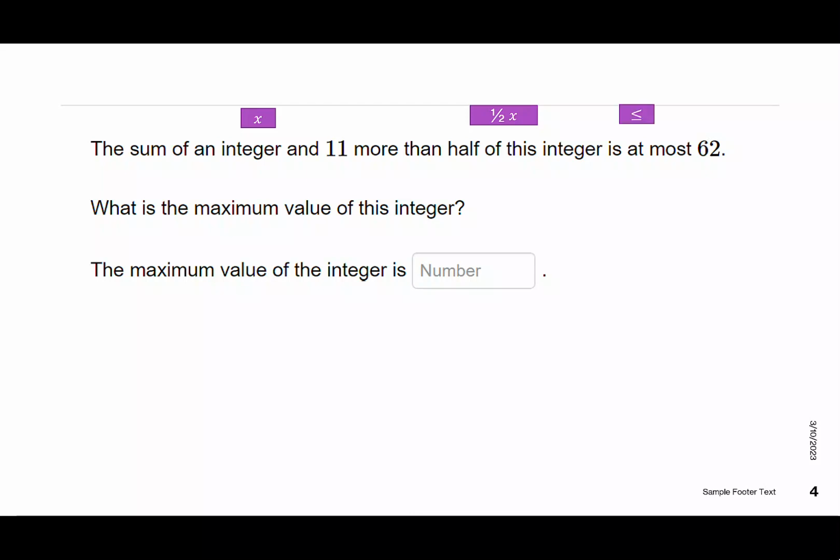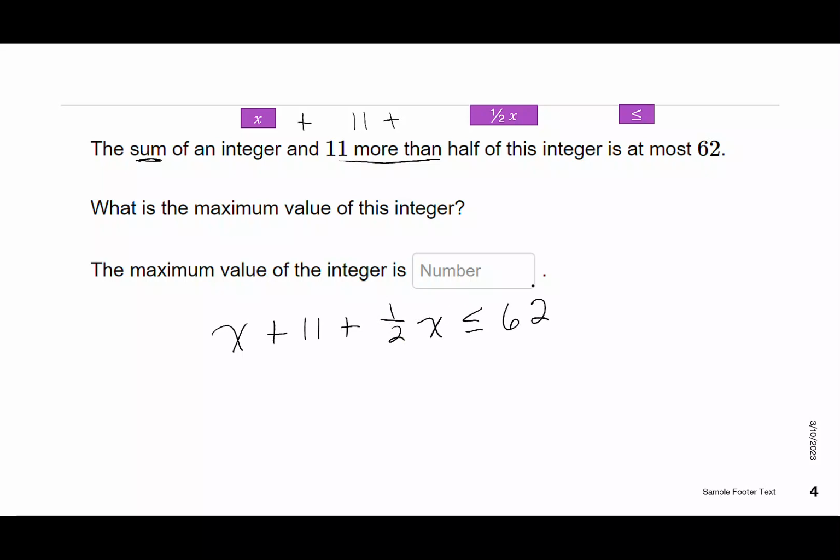Now there's a little bit more to fill in there. We had this word sum, which means I'm adding. So the sum of an integer, so x plus, it says 11 more than, there's another sum, 11 plus. So I have x plus 11 plus a half of x is less than or equal to 62.